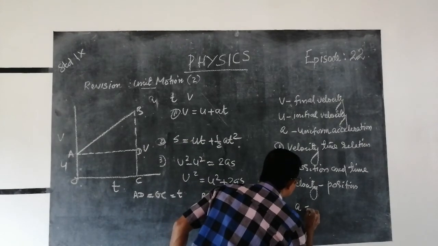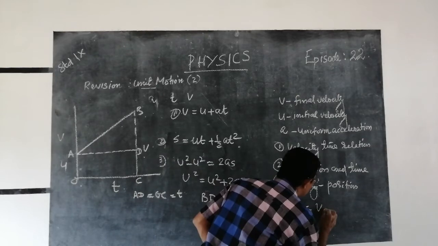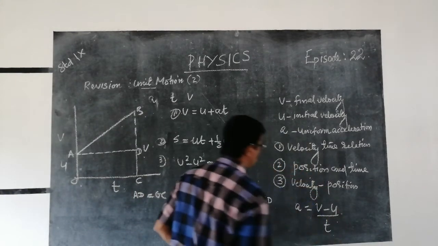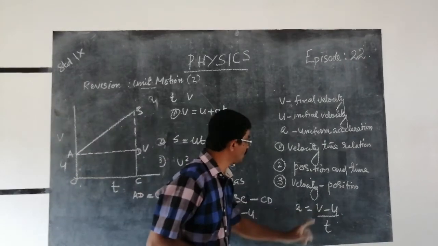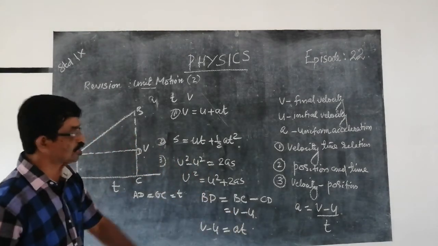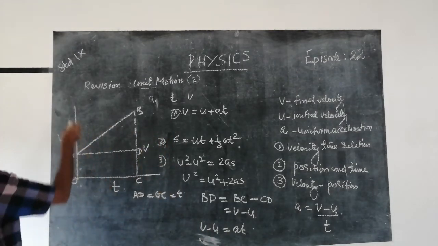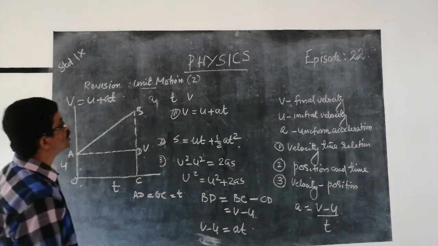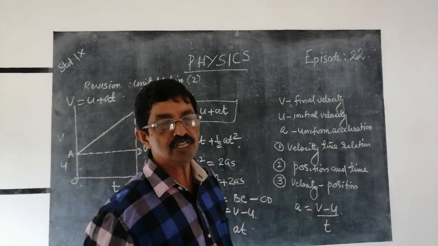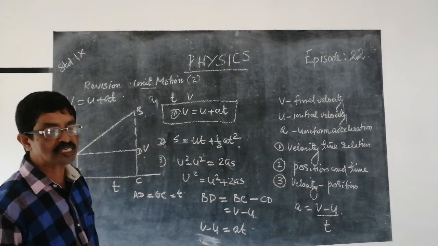We know acceleration a is equal to the change in velocity, that is v minus u, divided by the time, that is OC, which is equal to t. So a is equal to v minus u by t. On cross multiplying, we get v minus u is equal to a into t, or v is equal to u plus at. This is the first equation of motion that we obtained from the velocity time graph of a body moving with a uniform acceleration.